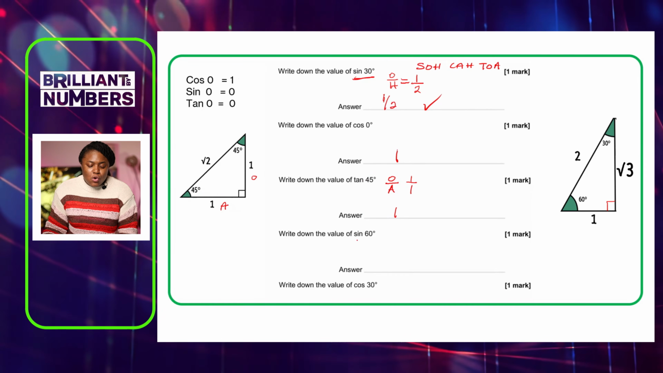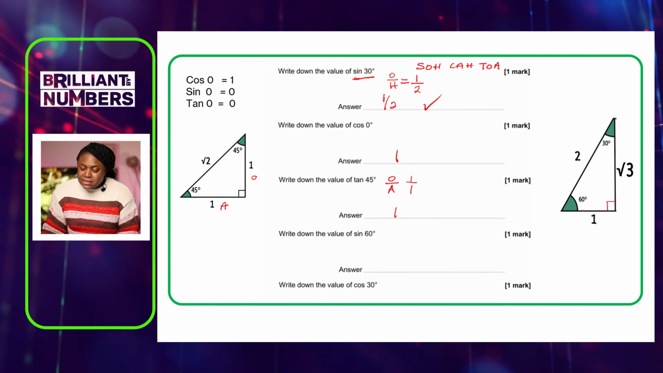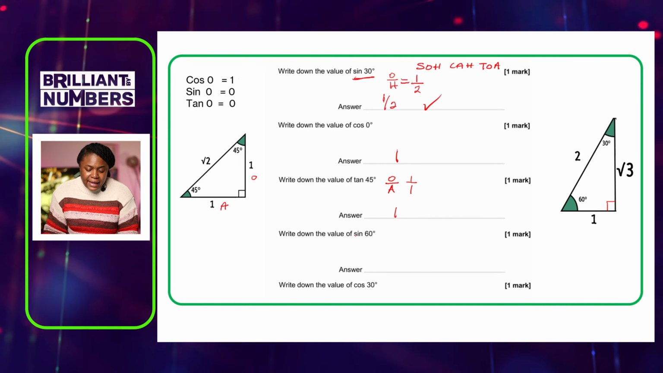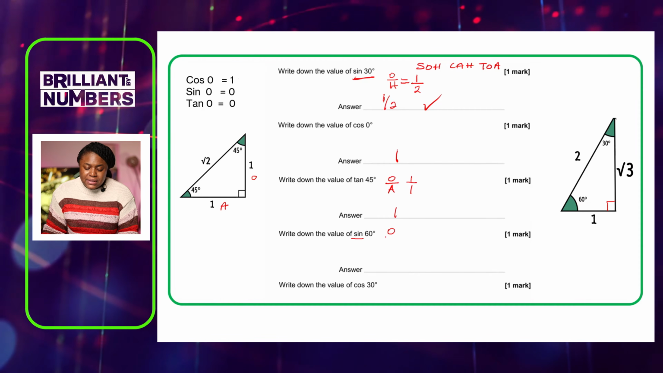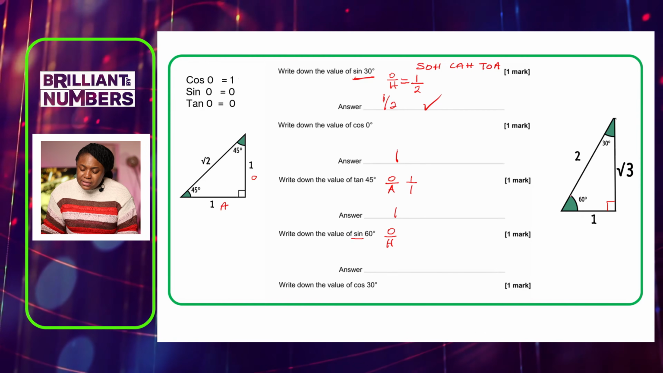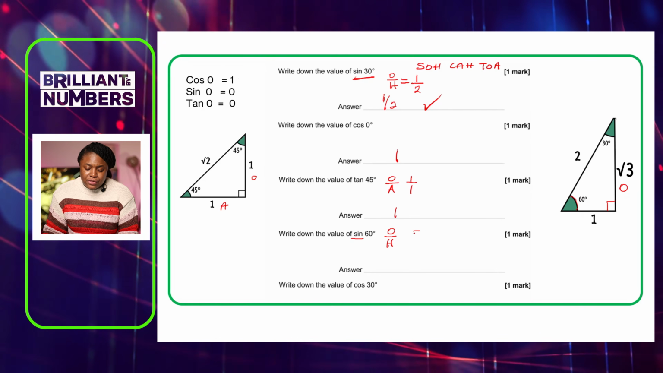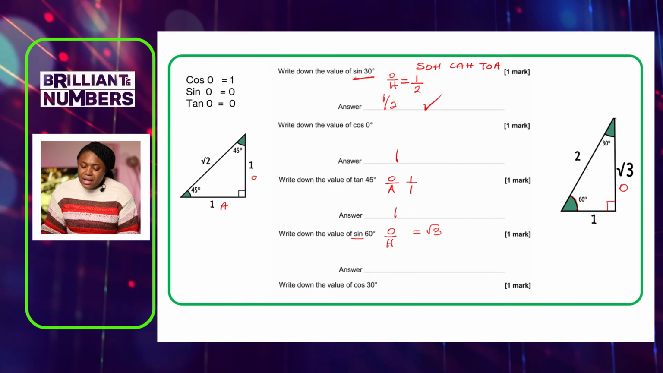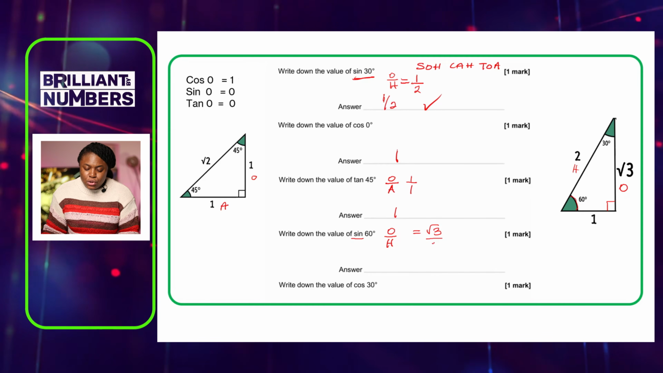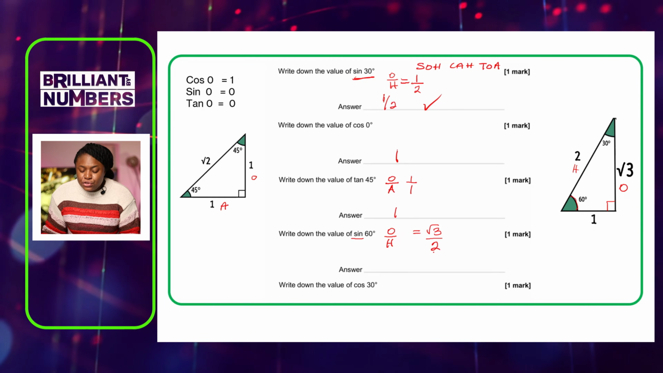Now we go to write down the value of sine 60. So we go to our 60 degrees. We know that we need the triangle that has 60. Again, sine we know is our opposite divided by our hypotenuse. So I'm going to go to 60 degrees, identify the opposite, which is this side. I write my root 3 here. And the hypotenuse is this side, which is equal to 2. So sine 60 is root 3 divided by 2.